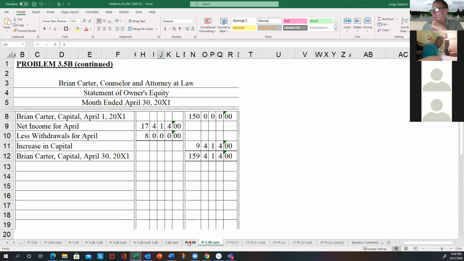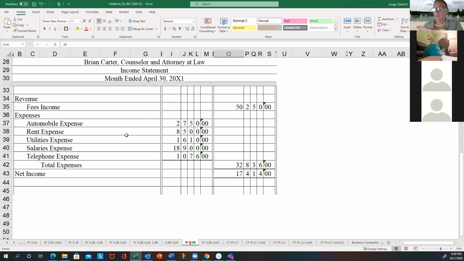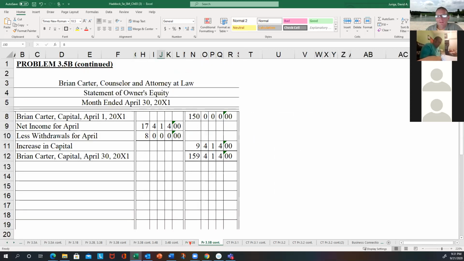Okay. All right, so any questions on any of the financial statements? These are the three financial statements that you'll be responsible to know and how to do on the upcoming test. Anybody, any questions on what I just showed you? You said the owner's equity statement is the beginning capital plus the net income minus the drawing? Yes. Okay. Anybody else? Anything else? Very good.